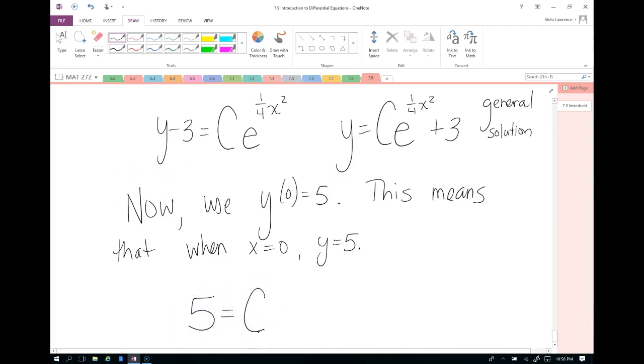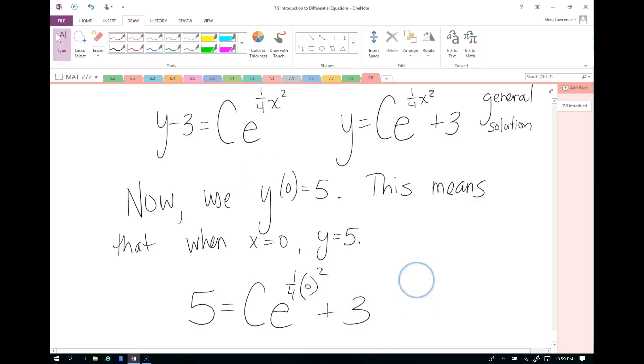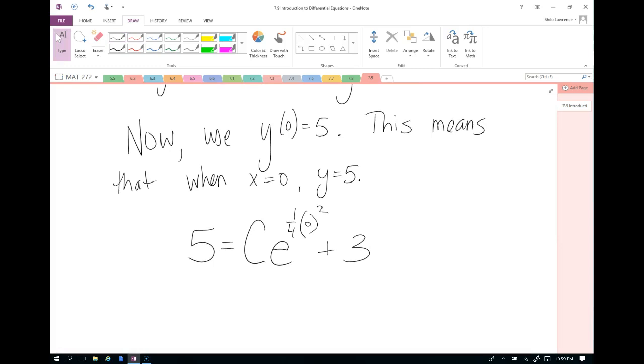We don't know c, but the whole reason we're doing this is so that we can solve for the c. E to the 1/4 of x squared, but we know x is 0. Now the only unknown there is the c, and we just need to work it out. So this entire exponent is going to turn into 0, and e to the 0 equals 1. So this is 5 equals c plus 3. If you subtract your 3 over, you get c equals 2.